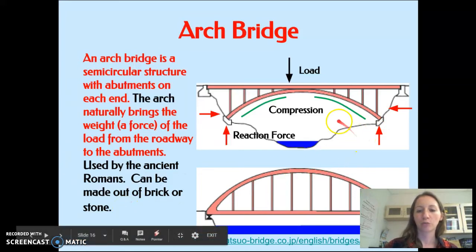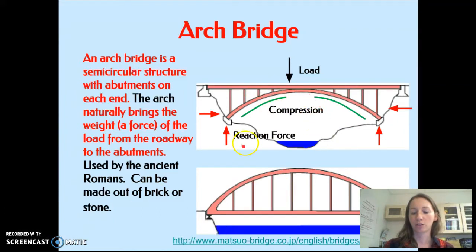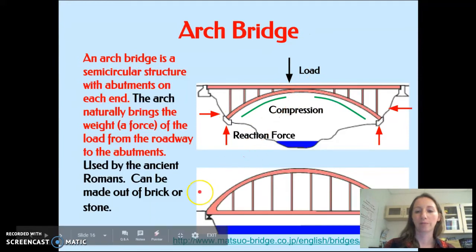And really the arch bridge is a little different from other bridges because it mainly just experiences compression. A lot of the other bridges, it's about a balancing of tension and compression, but compression is really all that an arch bridge experiences. There might be a slight bit of tension near the abutments because they're going to be pushed out to the sides. There will be a little bit of pulling, but generally it's all compression here.